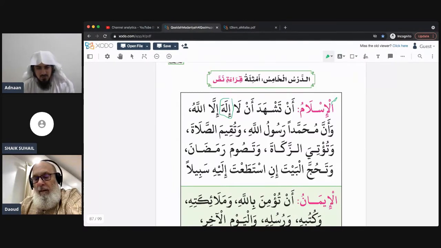Tashhada. Tashhada and la ilaha illallah. Ahsant. So we don't pronounce the ta though, do we? Which one? Is it connected to the noon? An tashhada. We pronounce the ta, an tashhada, because the ta has a haraka. An tashhada and la ilaha illallah. Ahsant.